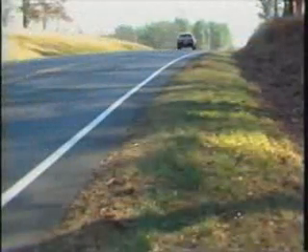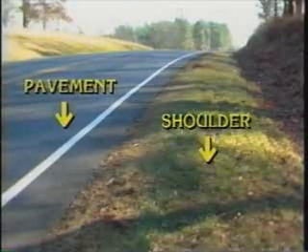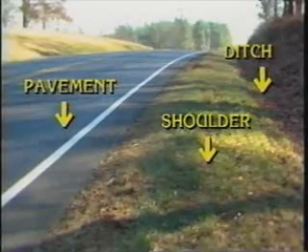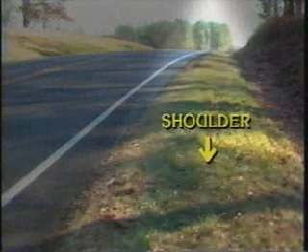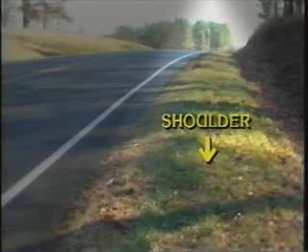In a roadway, each part of the road, the pavement, the shoulder, and also the ditch, has a specific function. The shoulder may be defined as the portion of the road between the edge of the travelway and the front slope of the ditch.